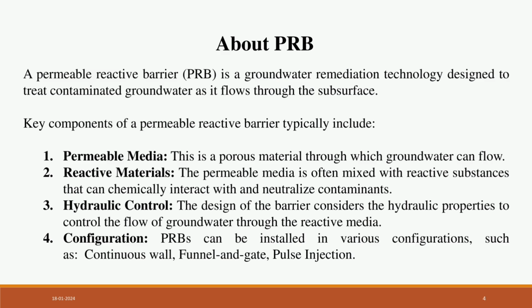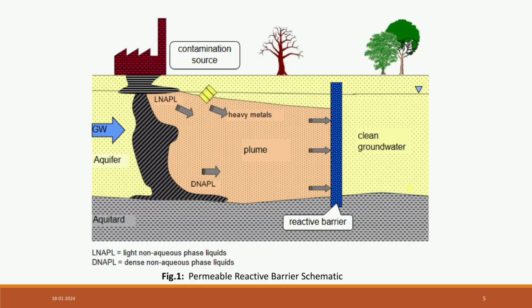Moving to the next slide, here you can see the schematic of a permeable reactive barrier where contaminants like heavy metals, light non-aqueous phase liquids, which can be kerosene, diesel, petrol, benzene, etc., and then dense non-aqueous phase liquids, which can be electric transformer oil, chlorobenzene, chloromethane, trichloroethane, etc., are flowing through the groundwater plumes in the aquifer, and then the permeable reactive barrier is cleaning them through a wall.